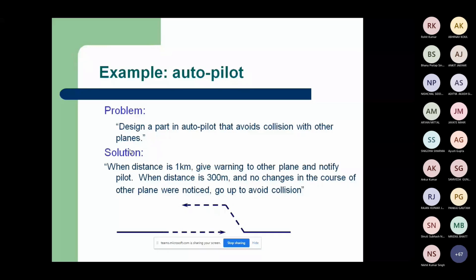Okay, so in the design, supposing, as I said, aeroplanes are going to be in autopilot mode, and supposing there are certain parts written for avoiding a collision with other planes. So what has been written, supposing the logic is something like, when two planes are at a distance of less than 1 kilometer, then at the distance of 1 kilometer they are going to give a warning to the other plane and notify the pilot that there is another plane inside this range.